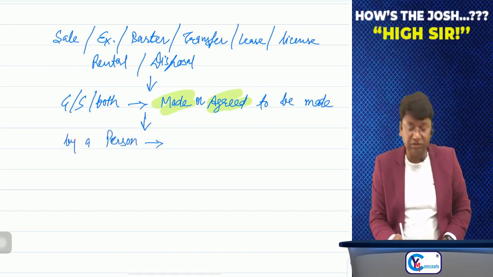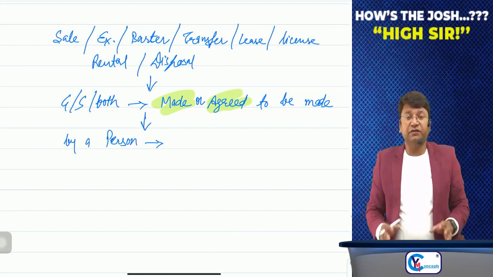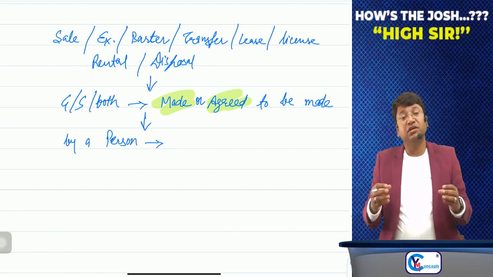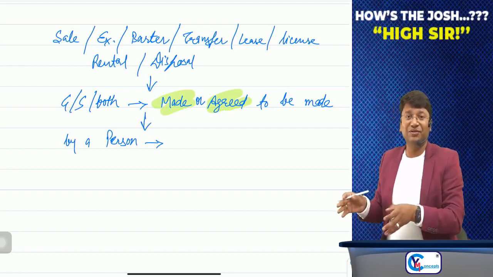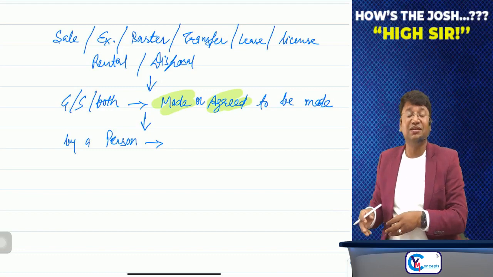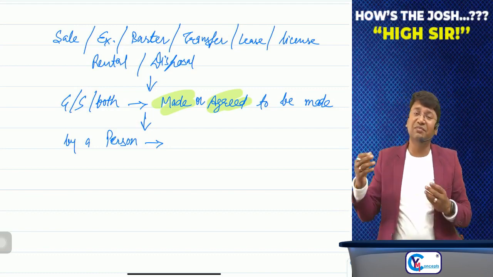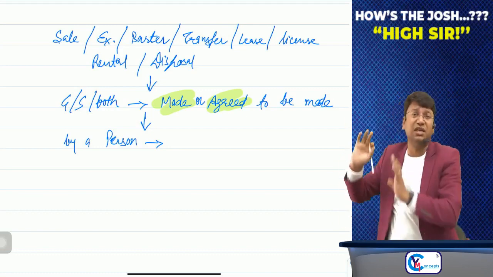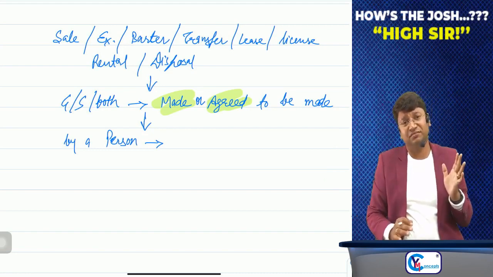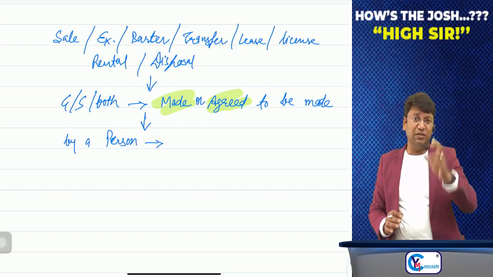and you know, the term person includes everybody. Individual, HUF, partnership firm, LLP, body corporate, central government, state government, union territory, local authority, artificial juridical person, everybody is covered. Clear? So that nobody lives out of the scope of chargeability.